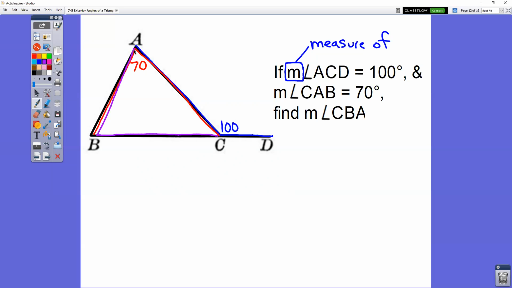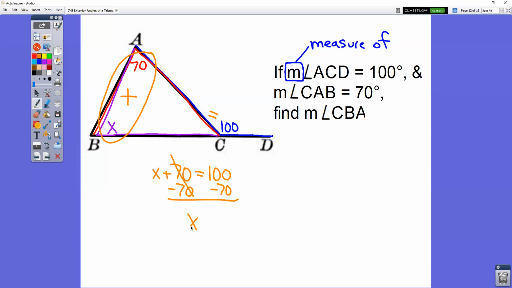CBA. So we're looking for this one. Since we're looking for it, that is our X. So when you go to solve this type of question, these two inside angles added together equals this outside angle. So X plus 70 or 70 plus X equals 100. Minus 70, minus 70. So we have X equals 30. So this angle is 30.